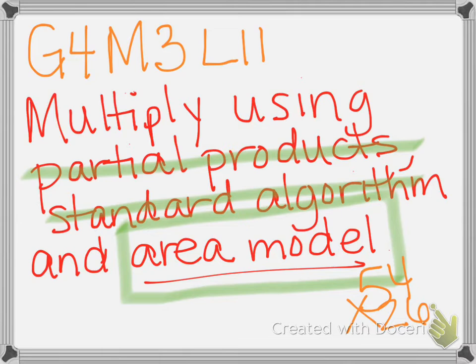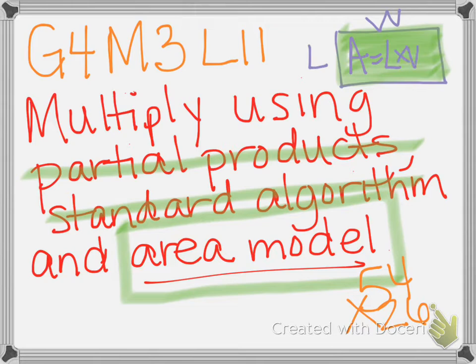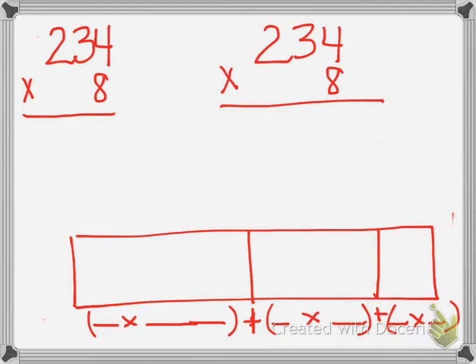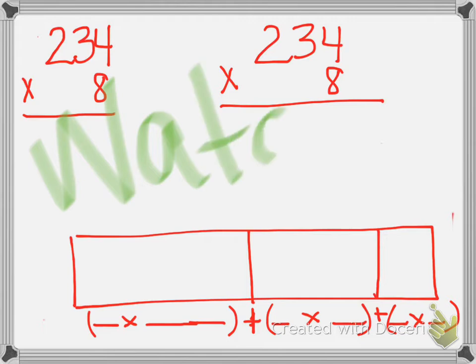Before we go much further, I'm going to remind you that when we have a figure that is closed, we can find the area of that figure, or the flat space the shape takes up, by multiplying the length times the width. So you know area equals length times width. Keep that in mind when we get to the area model. All right, for this first multiplication problem, you are only going to watch the screen. Do not do anything on your guided notes.